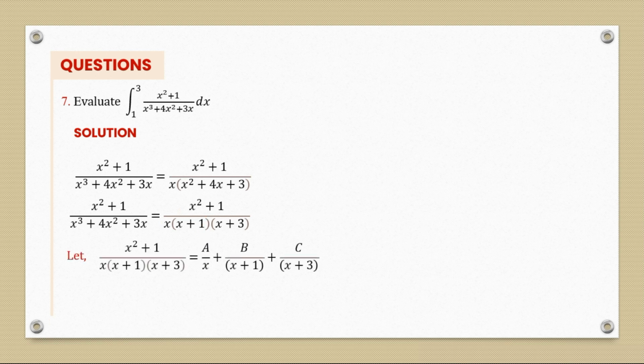Alright, so next we're going to let this equation be equal to, we're going to add the constants, A over x plus B over x plus 1 plus C over x plus 3.